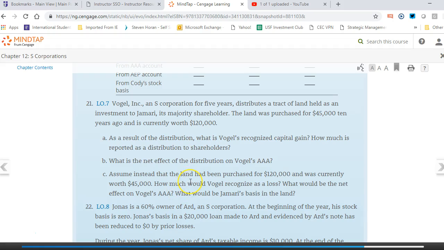Okay, so just FYI. And remember, Jamari's basis is 45,000. So the key is don't do that. The corporation should sell that property, take the 45, and give it to Jamari. That's what they should do.